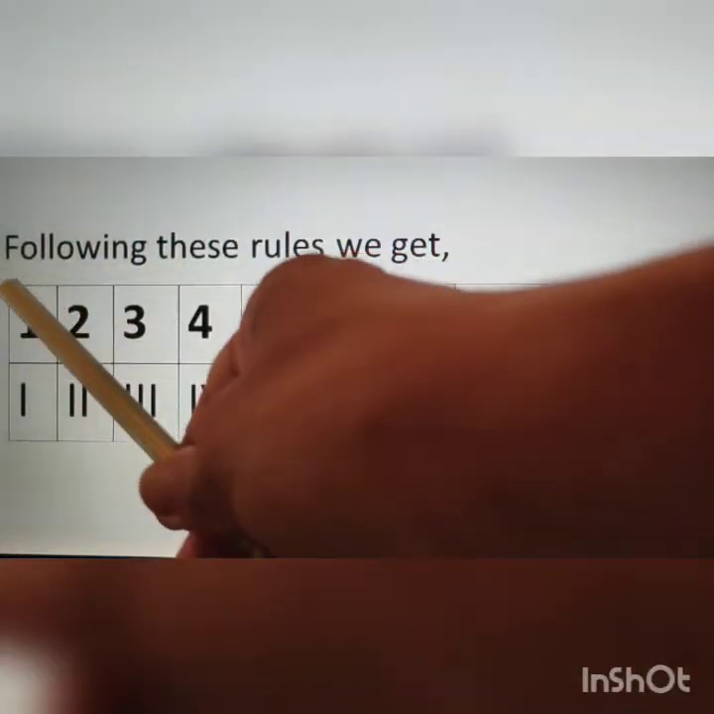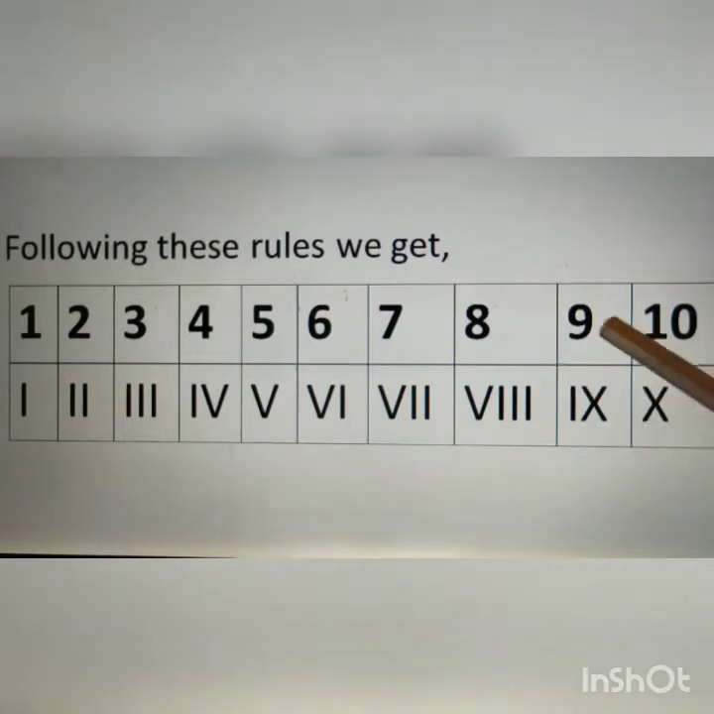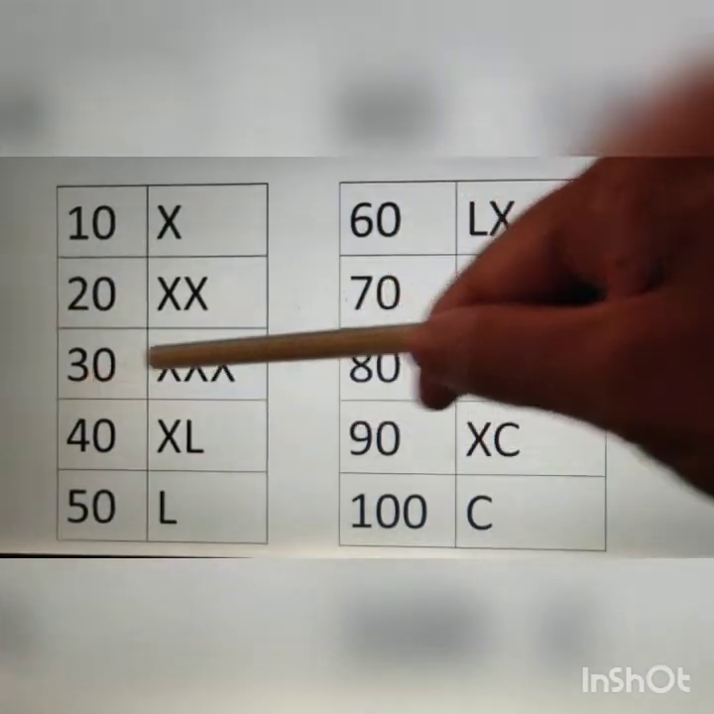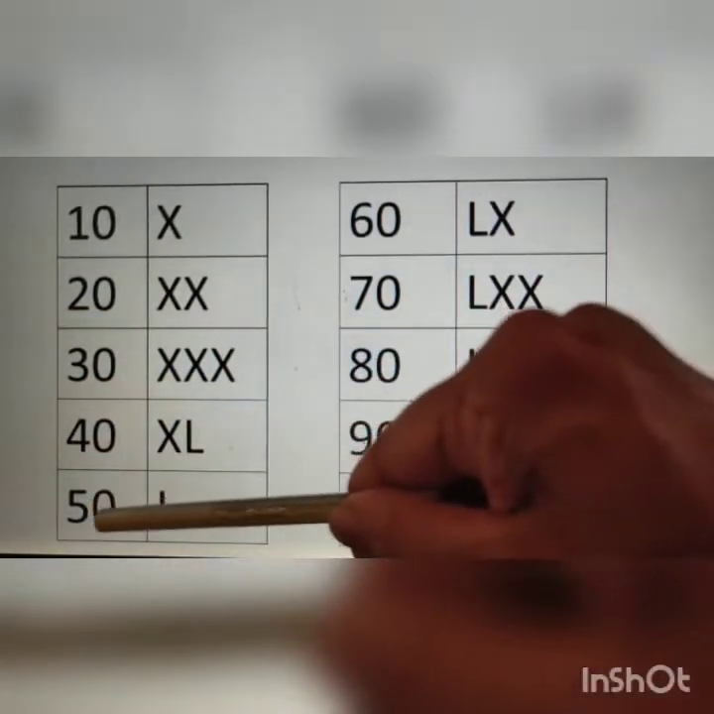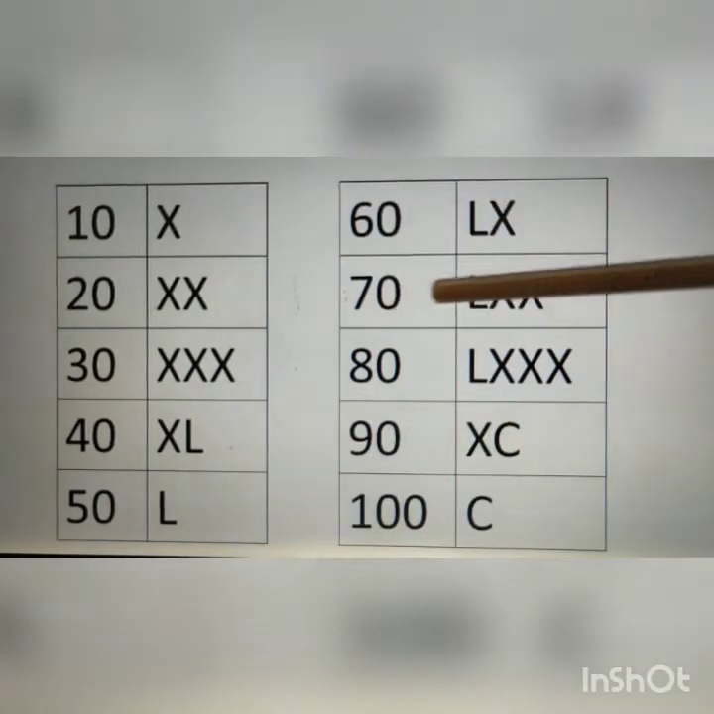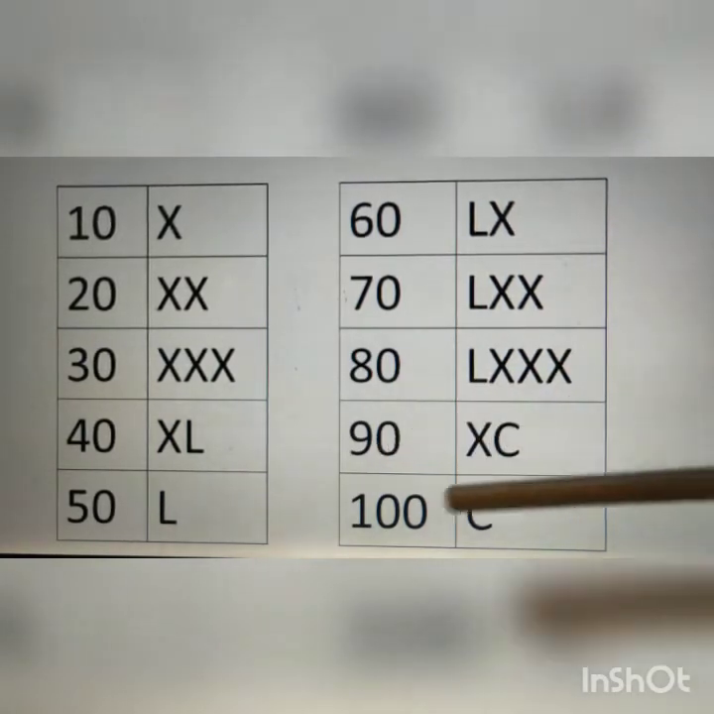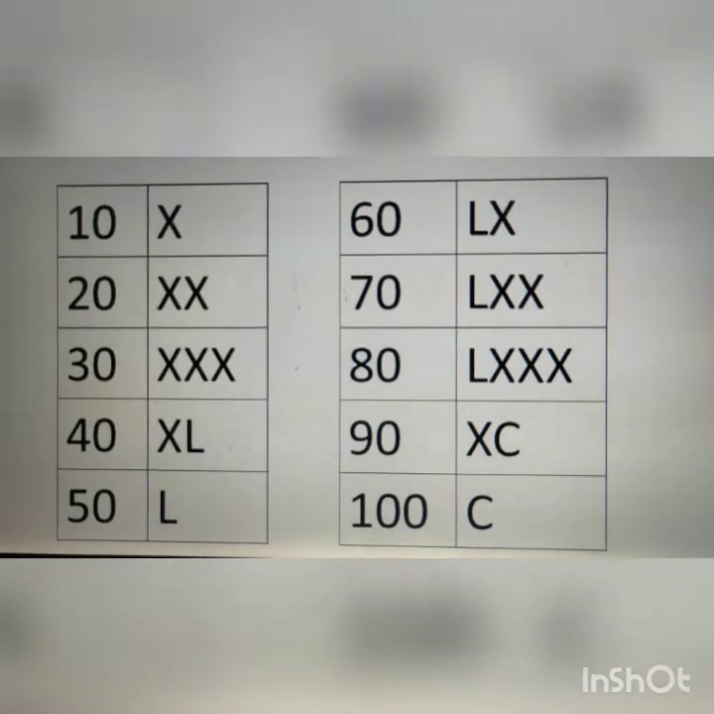Following these rules, we get 1, 2, 3, 4, 5, 6, 7, 8, 9, 10 and the Roman numerals are written below. For 10, capital letter X; 20, 2 times X; 30, 3 times X; 40, XL; 50, L; 60, LX; 70, L and 2 times X; 80, L and 3 times X; 90, XC; and 100, C. If you remember this much, you will be able to write Roman numerals for other numbers.